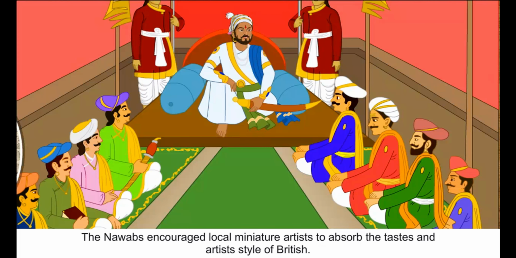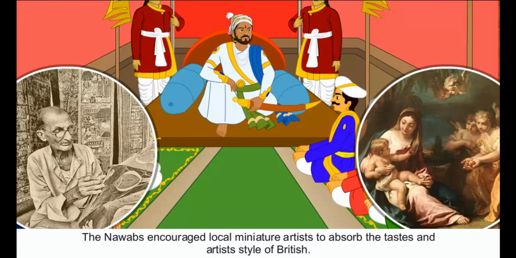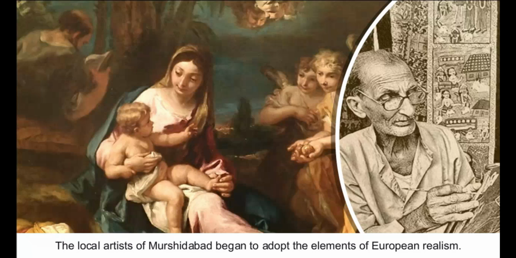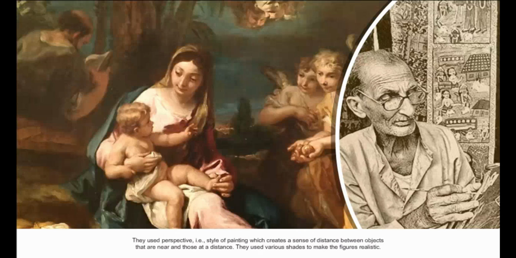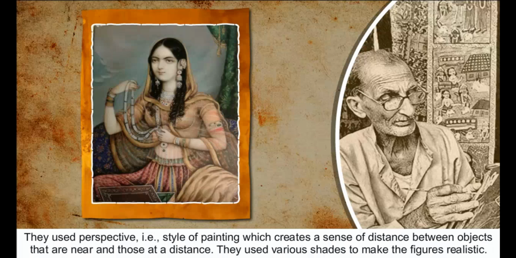The Nawabs encouraged local miniature artists to absorb the tastes and artistic style of the British. The local artists of Murshidabad began to adopt the elements of European realism. They used perspective, that is, a style of painting which creates a sense of distance between objects that are near and those at a distance. They used various shades to make the figures realistic.